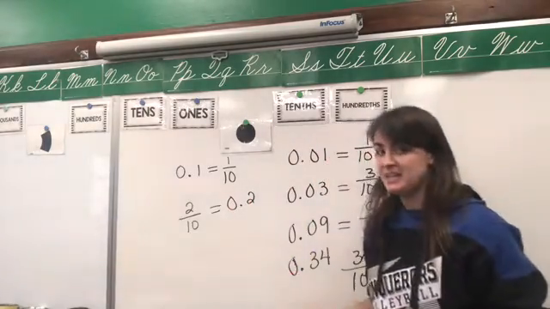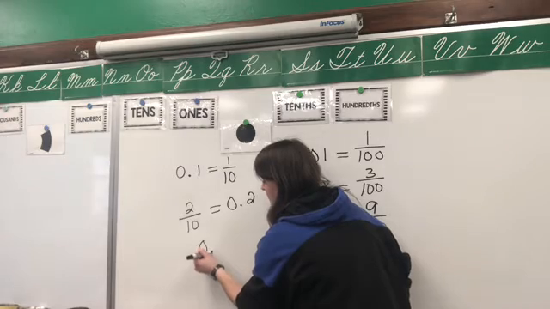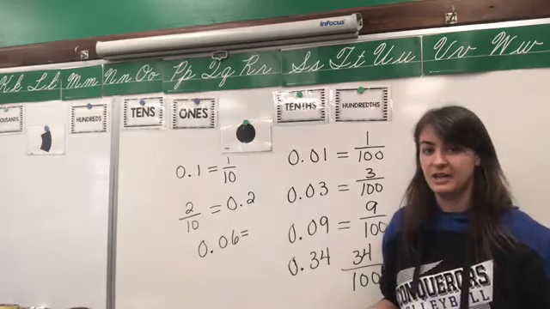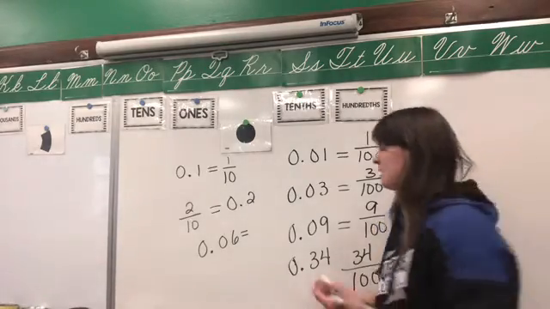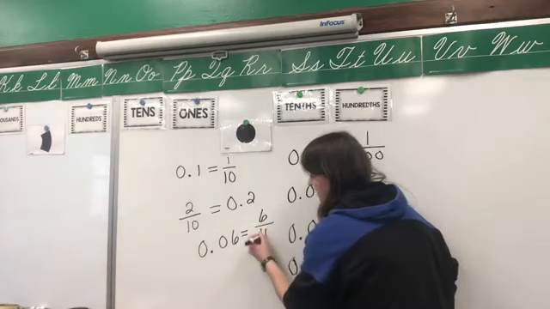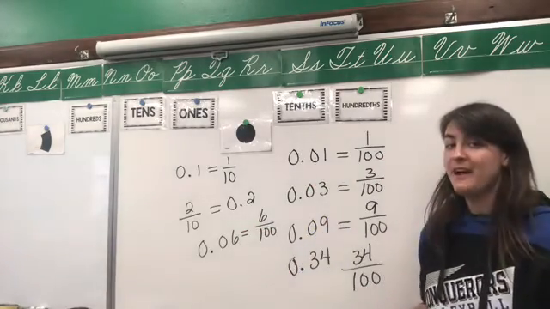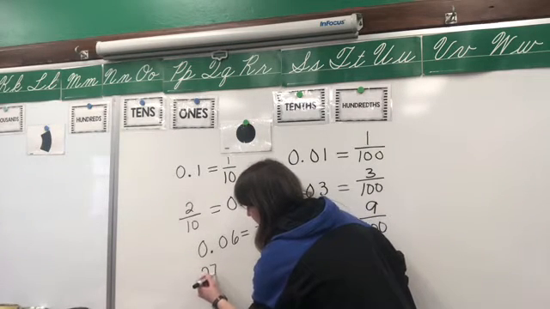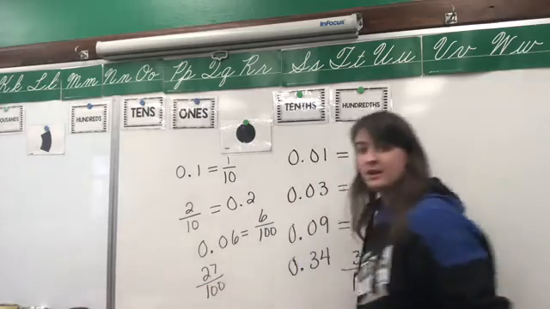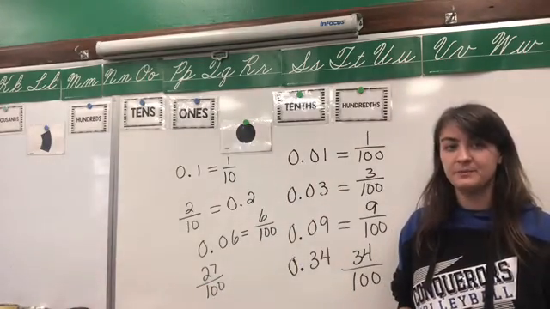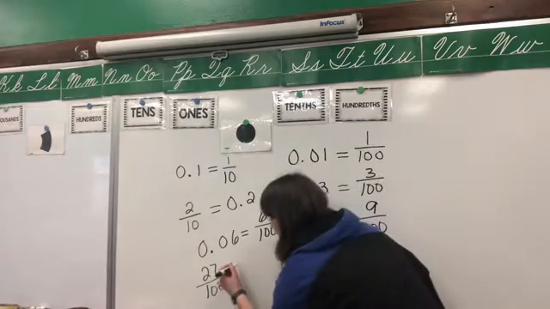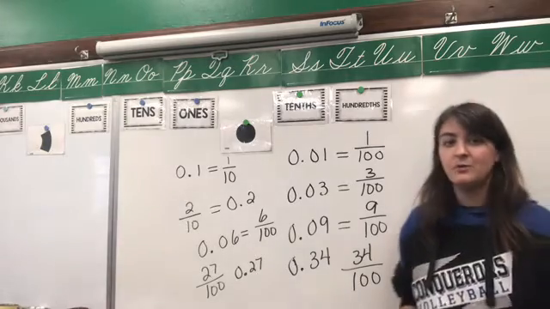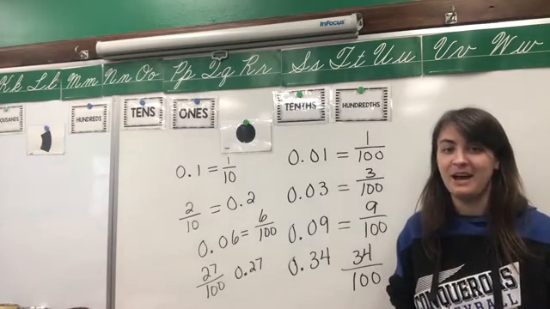Now if I have the decimal number 0.06, this is equal to the fraction, that's right, 6/100ths. If I have the fraction 27/100ths, that's equal to the decimal number, that's right, 0.27. Hopefully this will help you guys 4th grade as you work on your math lesson today and tomorrow.